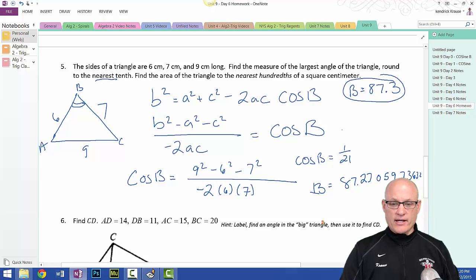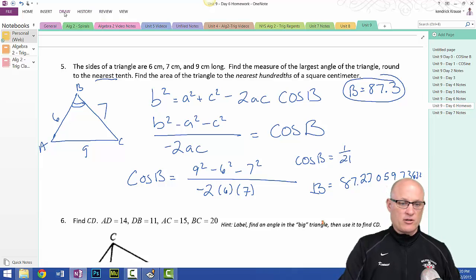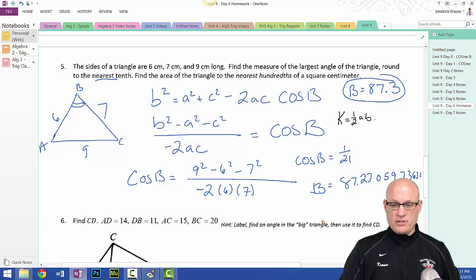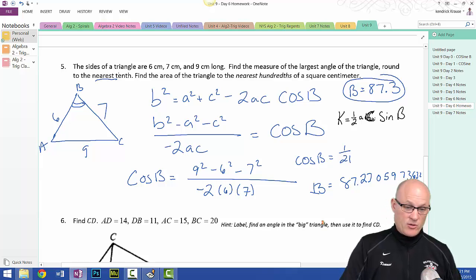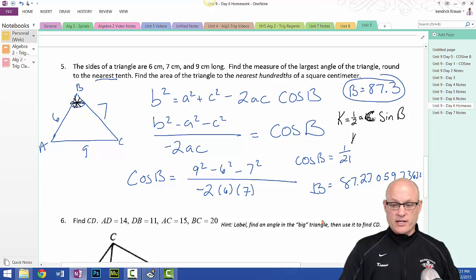Find the area of the triangle rounded to the nearest hundredths of a square meter. All right, so now let me grab a different color so you can see it. I'll grab black. Then I get K equals 1/2 AB. Well, in this case, I'm going to do AC sine of B, because we already found this angle right here. So we're going to use that.